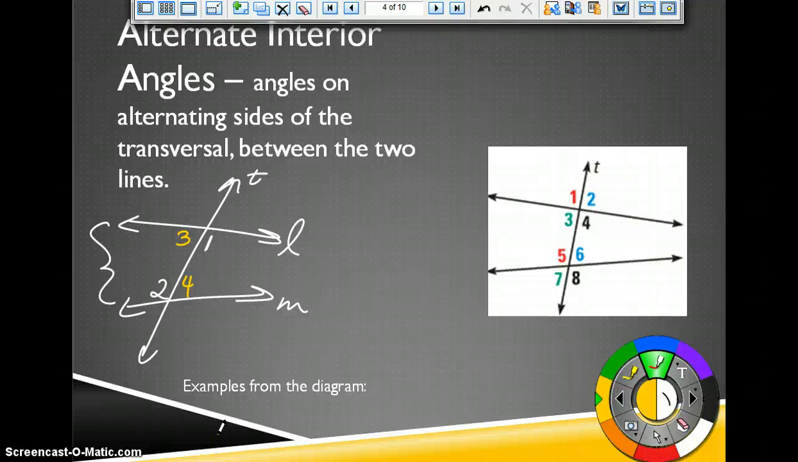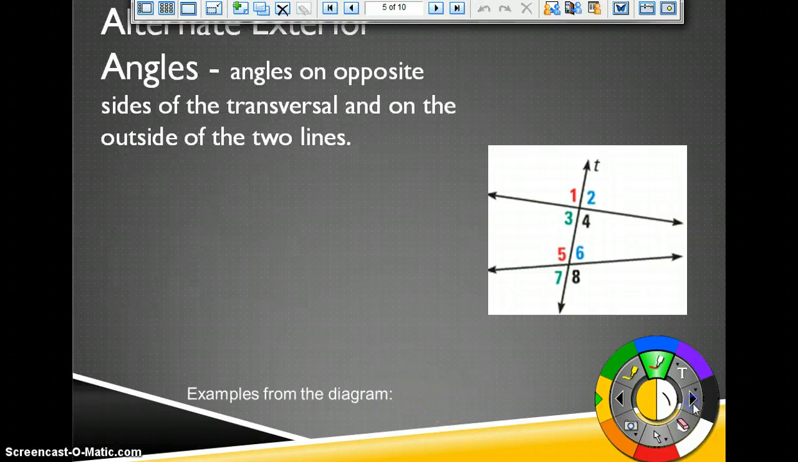So examples from the diagram over here is what I'm looking at. So angle 4 and angle 5 would work, or angle 3 and angle 6. A lot of today is simply identifying these pairs, and then we'll take them and apply them and do some more things with them next time.